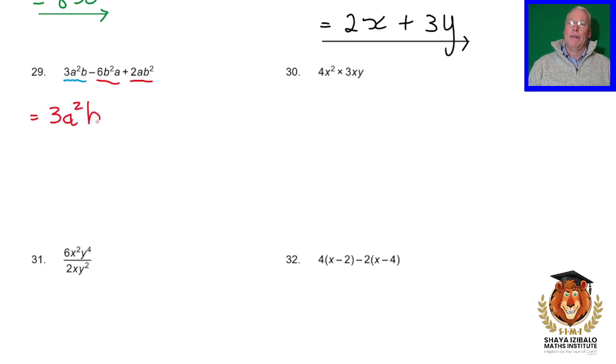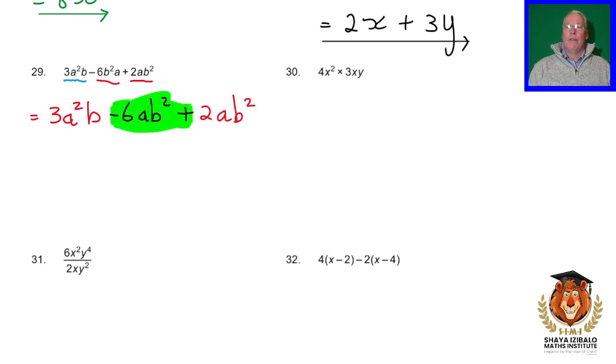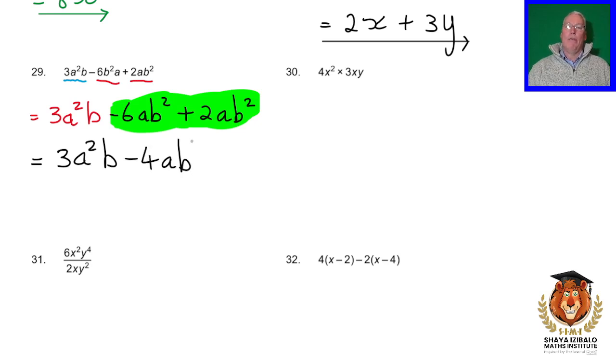3a squared b. This here, if you want to, you could write it in a different order. We're just going to write this as 6ab squared. That's exactly the same thing. We've just changed the order of the multiplication, and this one's 2ab squared. The only reason we've done that is to help you see that in fact these two terms are like. Now we can add those two. We've got negative 6 of them, and we add on 2, so we end up with negative 4 of them. Final answer, 3a squared b minus 4ab squared. These are unlike, so we can't do anything further with them.